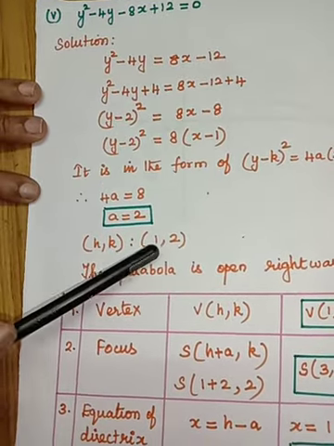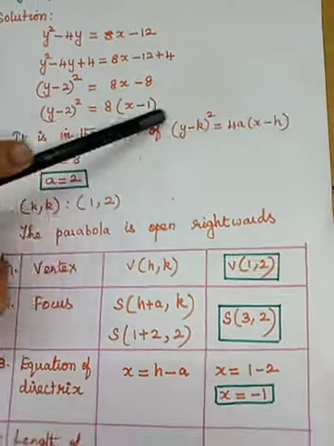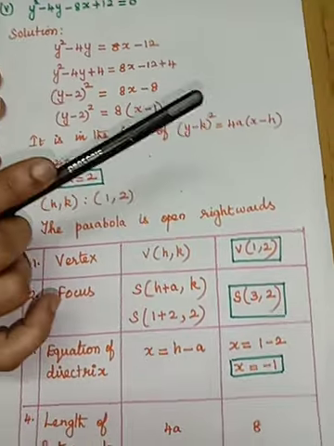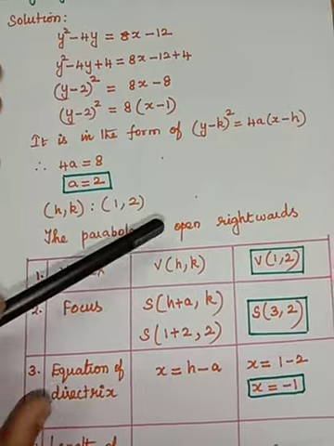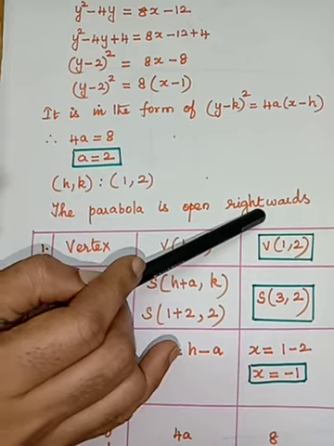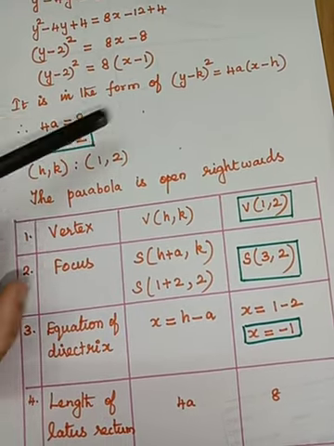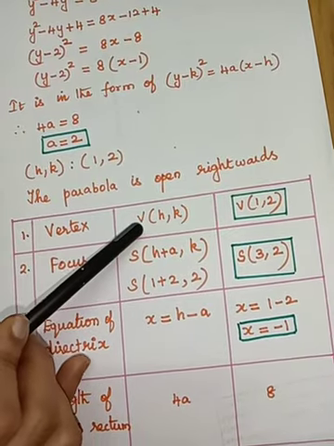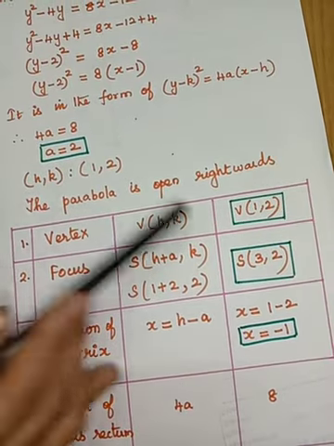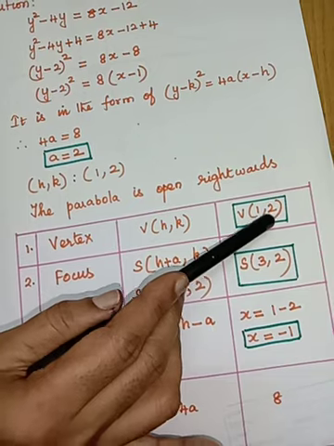1 comma 2. Okay, on seeing the equation, you should know that the parabola opens rightwards. Coming to the vertex, it is not in the standard form, so the vertex is h comma k. So here your h is 1 and k is 2.